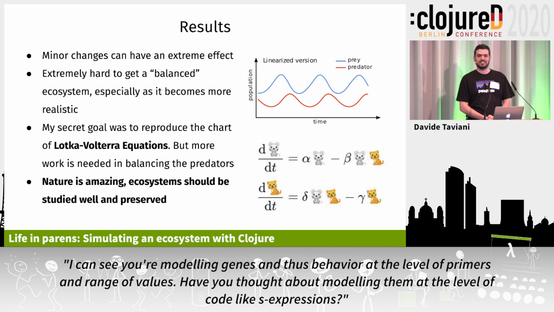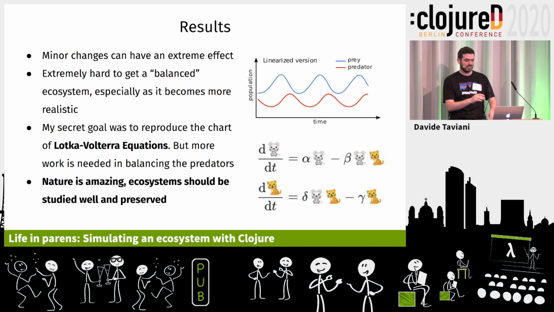So you're modeling genes and this behavior at the level of parameters and range of values. But have you thought about modeling them at the level of code, like S-expressions? Yes, it would be cool. I mean, definitely with Clojure or any Lisp, we could do anything like this. It would have taken a little bit more time, but definitely something we could do is give them a framework for learned behavior. I mean, this is what nature does. Nature doesn't have to code almost anything. A specimen can improvise and learn a behavior, or through several generations. So definitely it is possible, a little bit more complicated than this one.